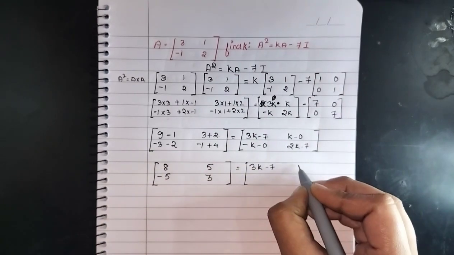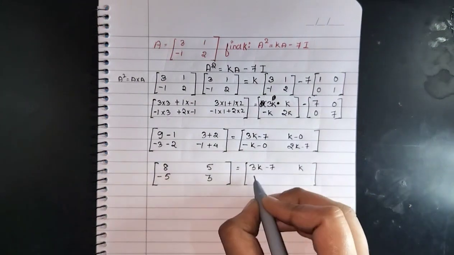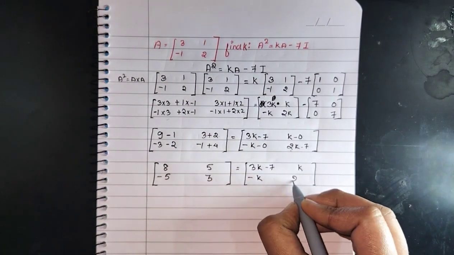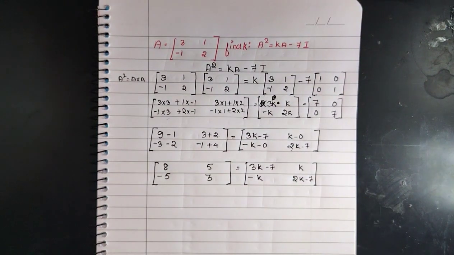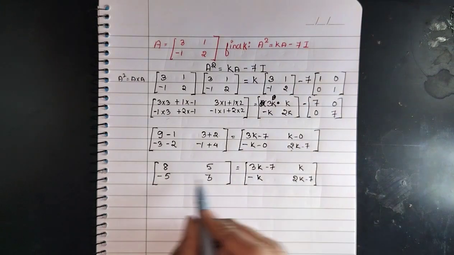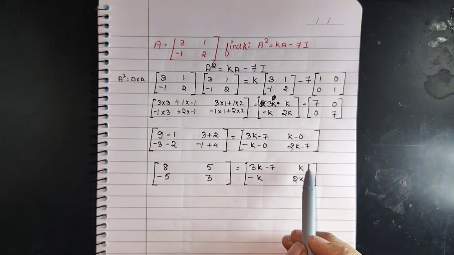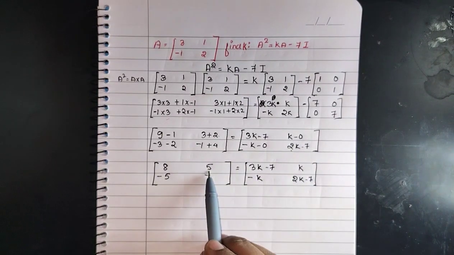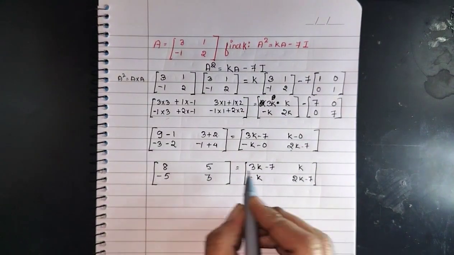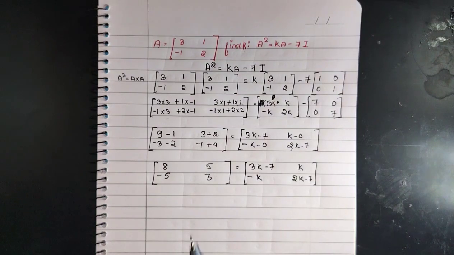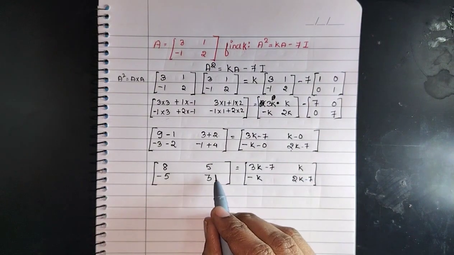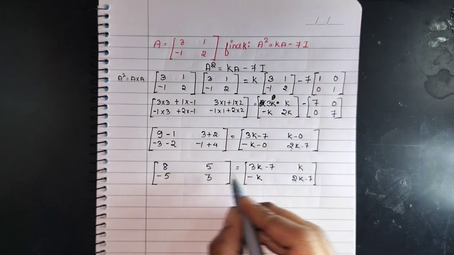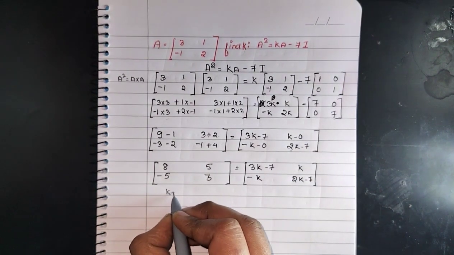That is equal to 3K minus 7, K minus 0 is K, minus K minus 0 is minus K, and 2K minus 7. Now, what was our motive? Our motive was to find the value of K. Now we will equate the two matrices. If you equate them, we can directly see in this term, 5 and K, that the value of K is 5. Or if you want, you can check this for all the equations. I will show them, but the answer of K will always be 5. So from this equation we got that K is equal to 5.